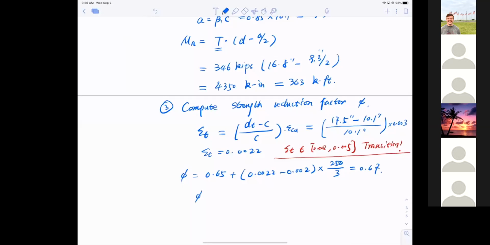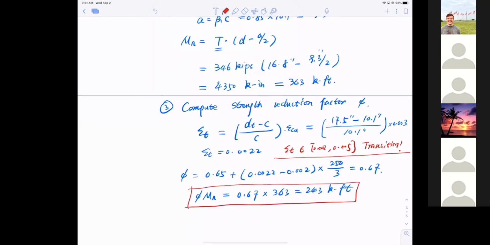So you multiply phi in front of Mn, and I got 0.67 multiplied by 363, and I have 243 kip-feet. That is the moment capacity I have for the beam. Okay. So that is the moment capacity I have for the beam.